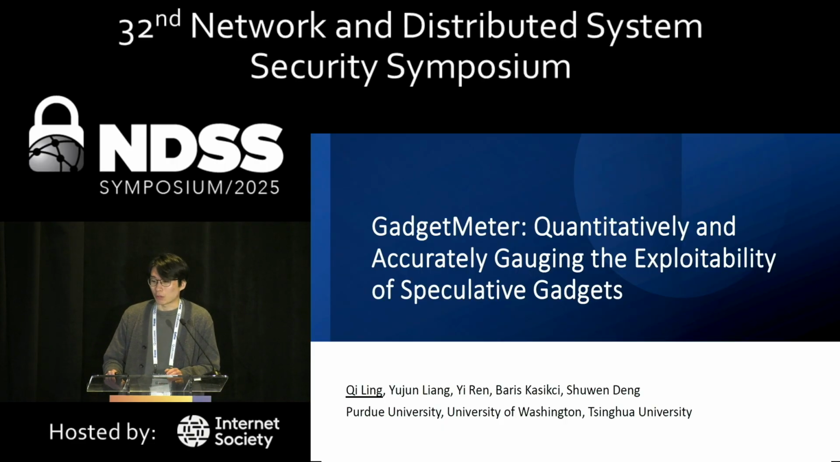Today, I'm going to present our project, GadgetMeter, an innovative framework to gauge the exploitability of speculative gadgets. This is a joint work with Yujun Liang and Yi Ren from Tsinghua University, Professor Baris Kasikci from University of Washington, and Professor Shuwen Deng, also from Tsinghua University.